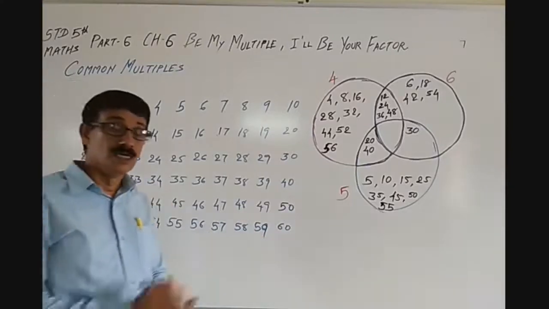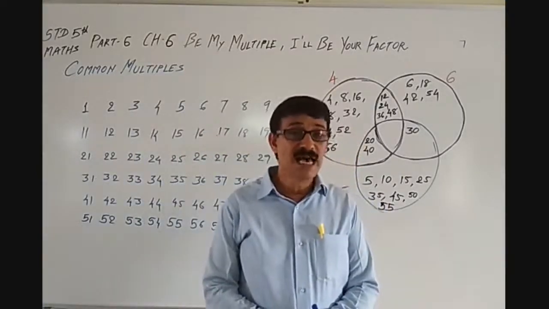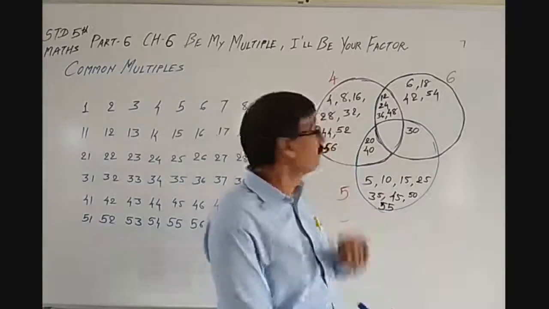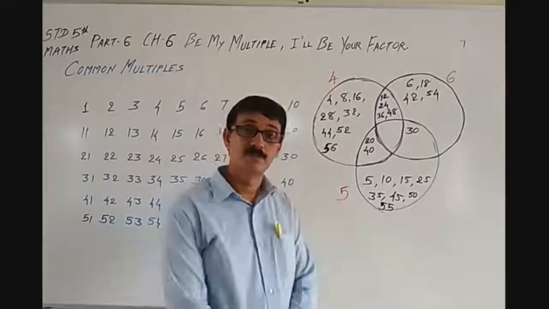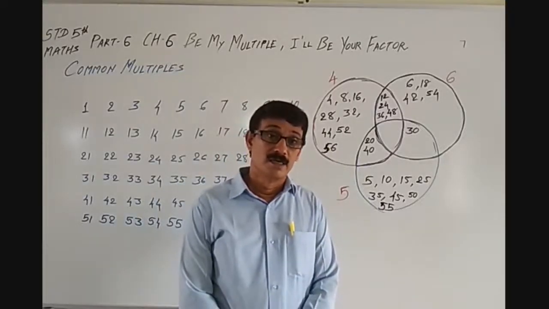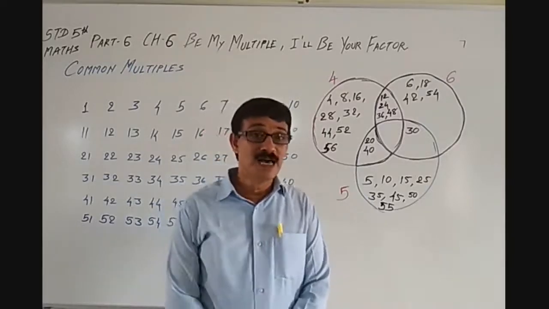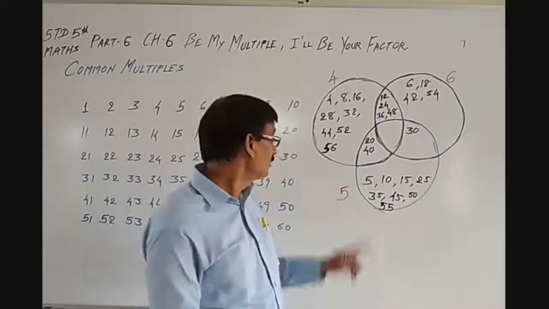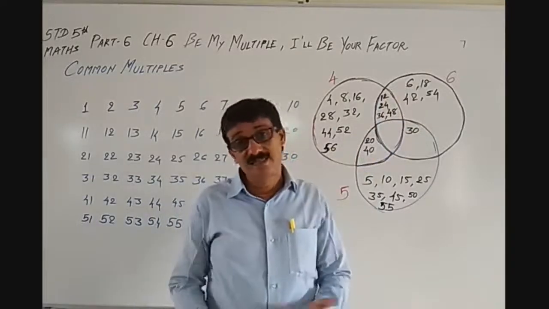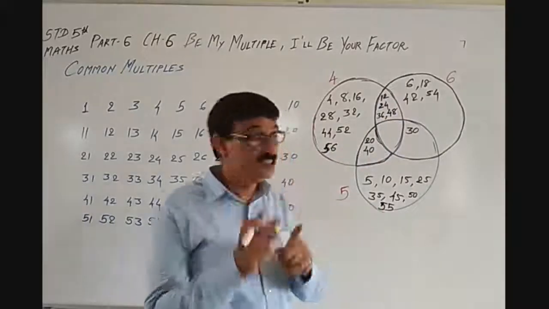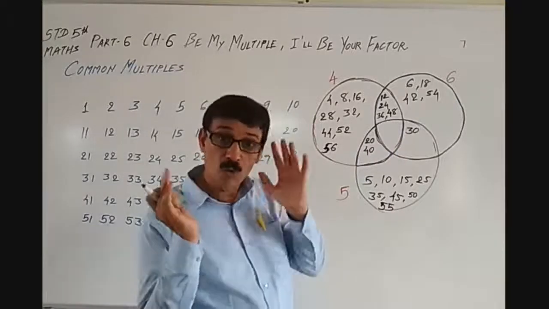60. Now 60 is a multiple of 4. 15 4s are 60. Yeah, it is a multiple of 4. 60 is a multiple of 5. 12 5s are 60. So it is a multiple of 5 also. 60 is a multiple of 6. Yeah, 6 tens are 60. So actually 60 is a multiple of 4, 5 and 6. All the three. It is common to all the three.